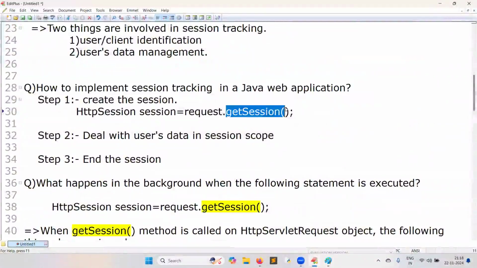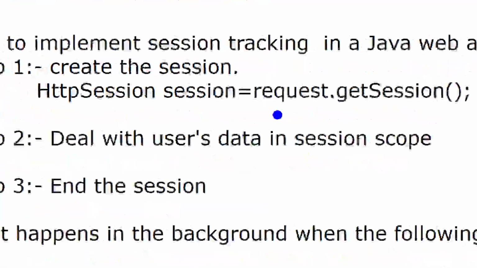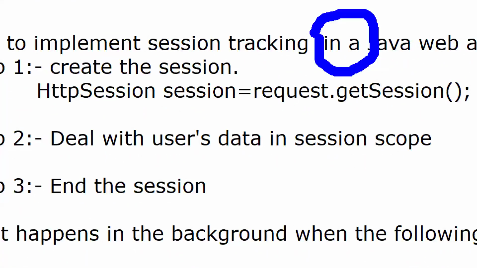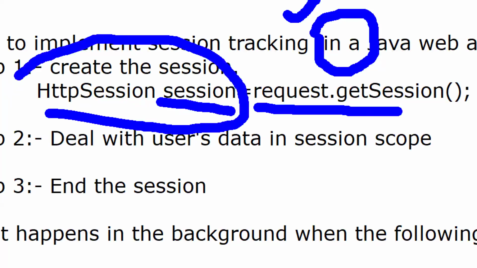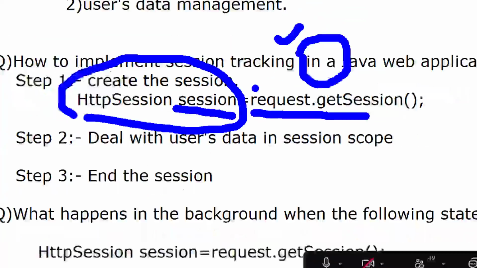When the getSession method is called on the request object, just apply common sense. Either a brand new session object is created, or only an existing object reference is returned. Here is only one issue. Definitely a session reference is returned. An object reference is returned, but whether it is a brand new object reference or an old object reference, that is the only thing to understand.